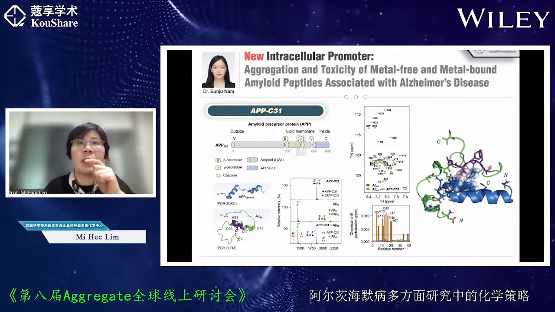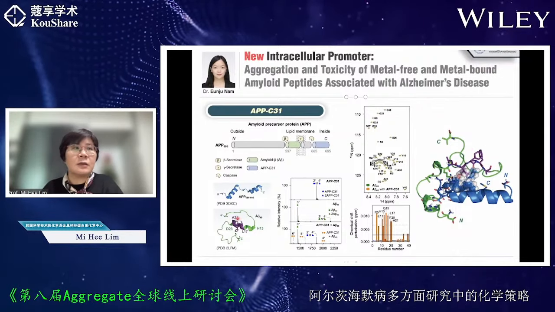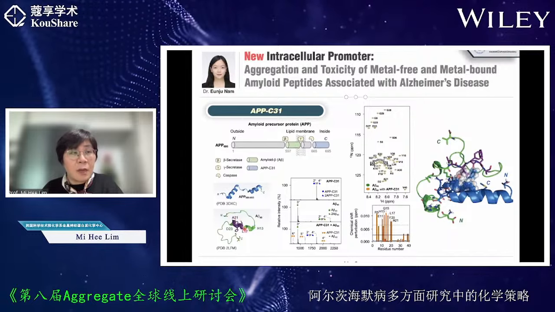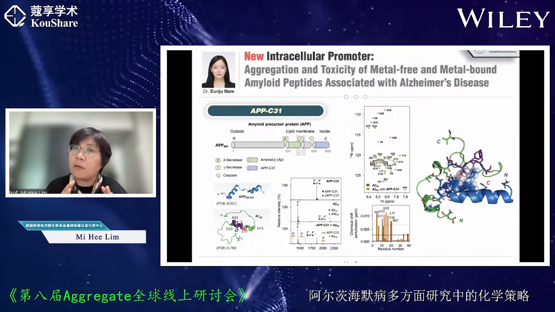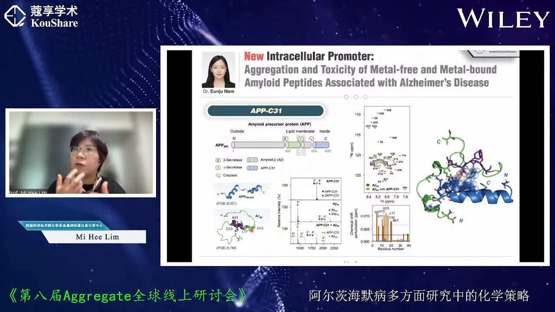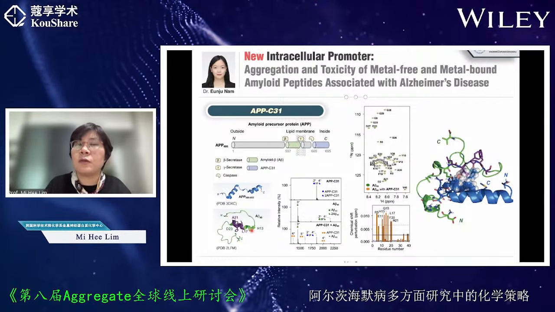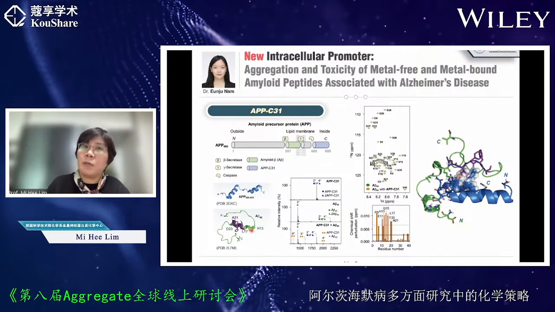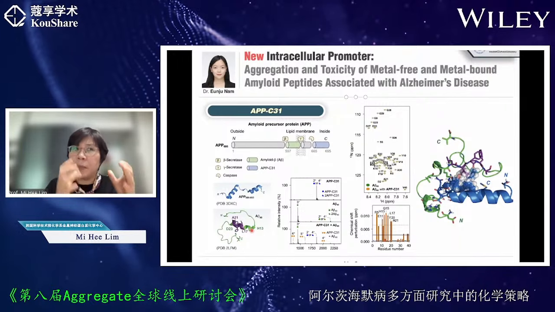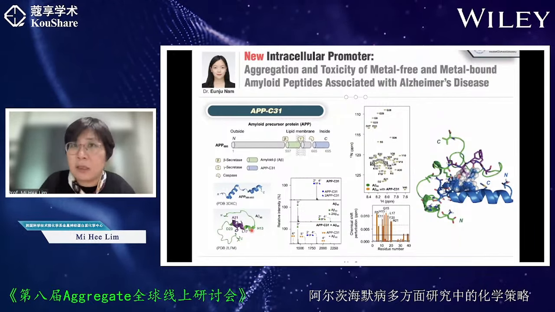Because of the direct interaction, if we look at our MD simulation data, the self-recognition site is very critical for the aggregation of A-beta. In this part, the secondary structure is changed to facilitate the formation of the beta sheet. So that means that because of this interaction, A-beta aggregation can be facilitated.